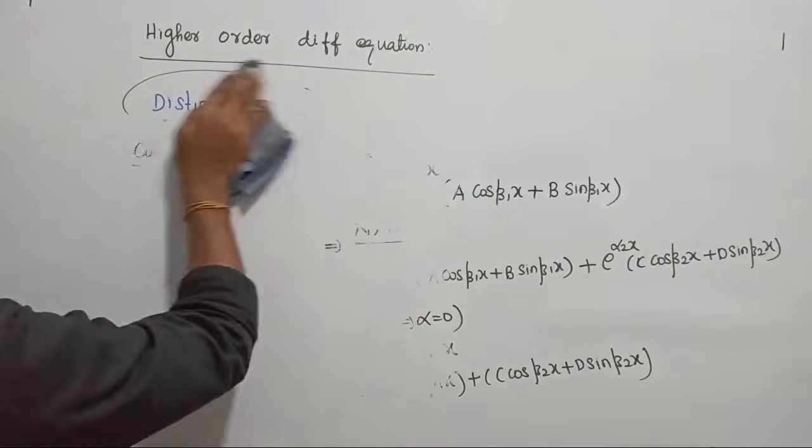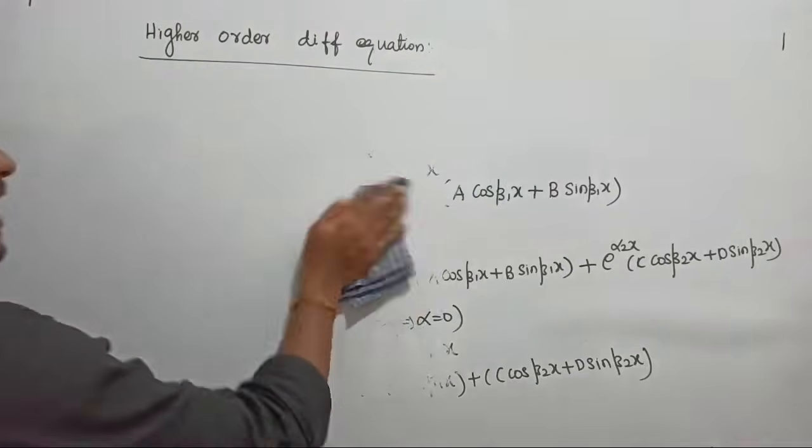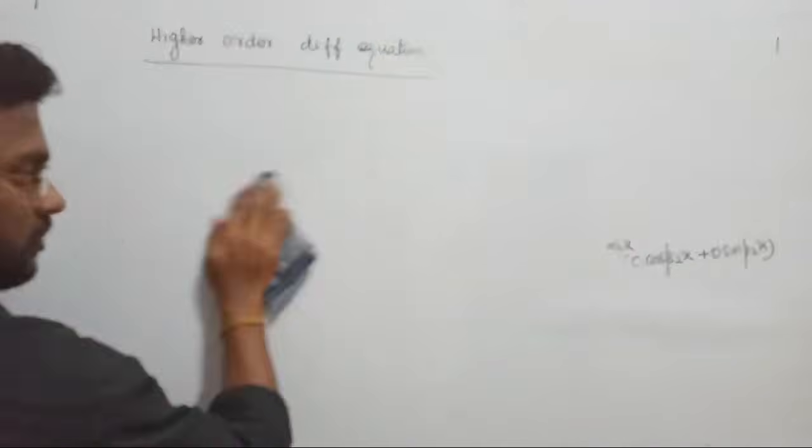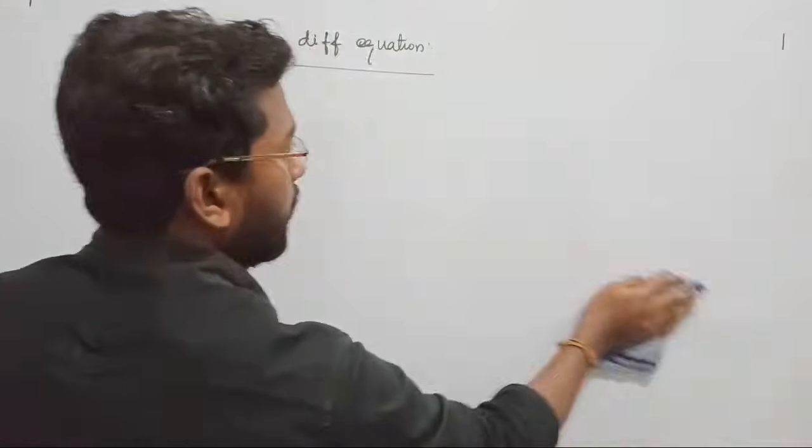For repeated roots, keep that thing. Now we are looking for this. Since we are lying under what? Complementary function. We are looking for the solution of the complementary function. Slowly you should try to understand, right?